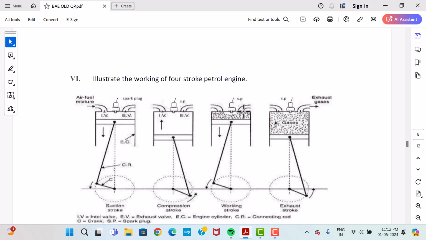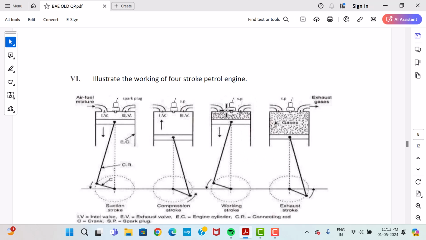Both valves are in the closed condition. During the working stroke, the piston moves from TDC to BDC. So this is the third stroke. The crank again completes a 540 degree rotation. In this case, it is 180 degrees, again 180 degrees, again 180. Now it is 540 degrees.